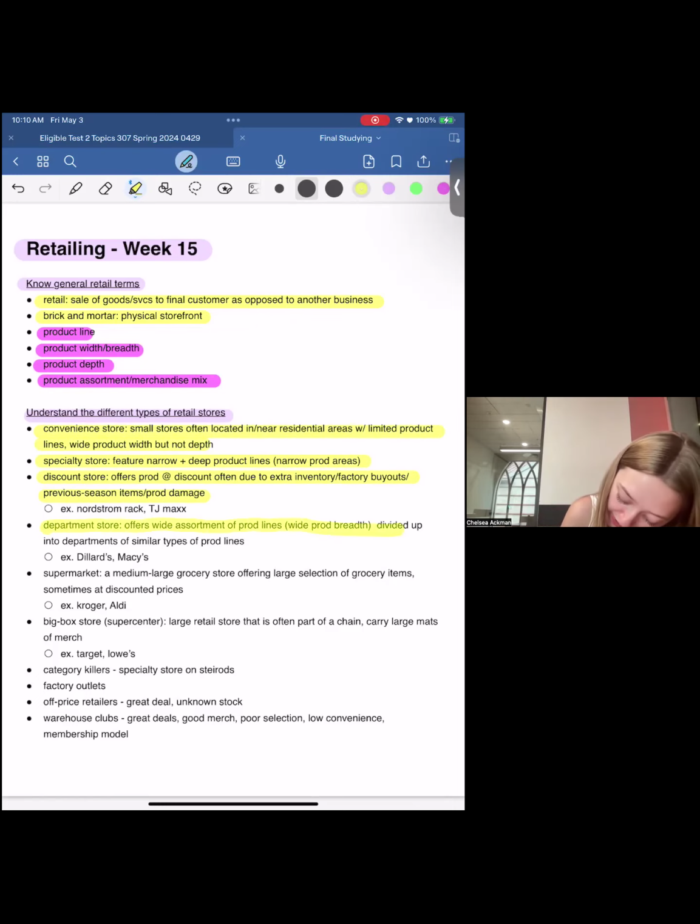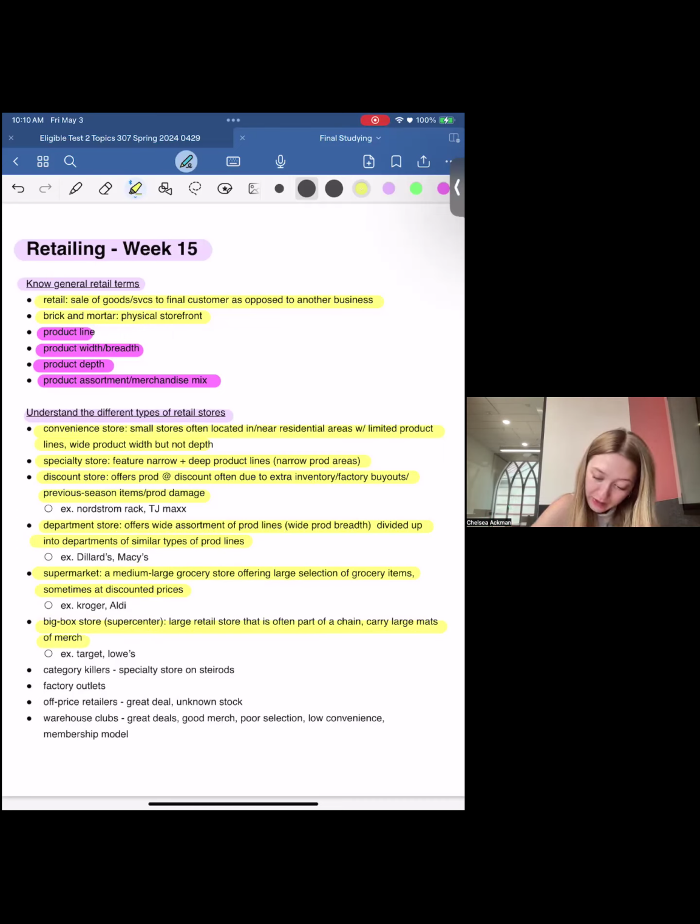Department stores offer a wide assortment of product lines, wide product breadth, divided up into departments of similar types of product lines. A supermarket is a medium to large grocery store offering large selections of grocery items, sometimes at discounted prices, such as Kroger. A big box store or a supercenter is a large retail store that is often part of a chain, and they carry large amounts of merchandise like Target or Lowe's.